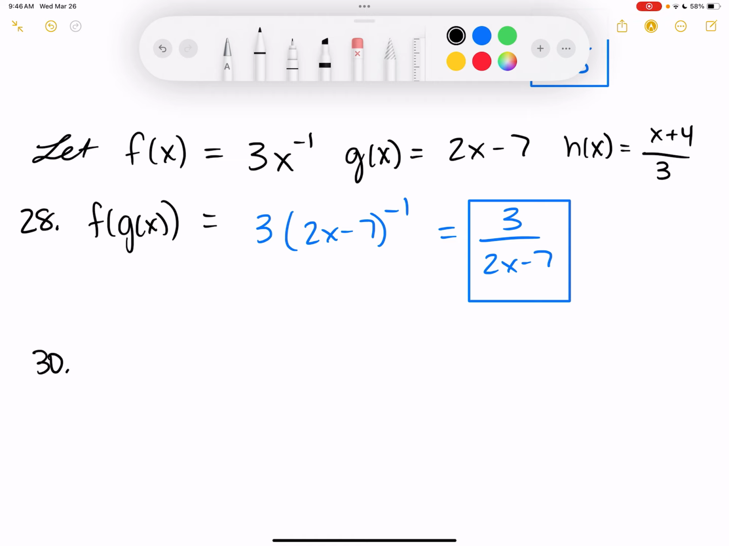We'll do 6.5 and 6.6, which after we're done with this I also need to discuss something with y'all next week, but we'll get there in a second. H of f of x.